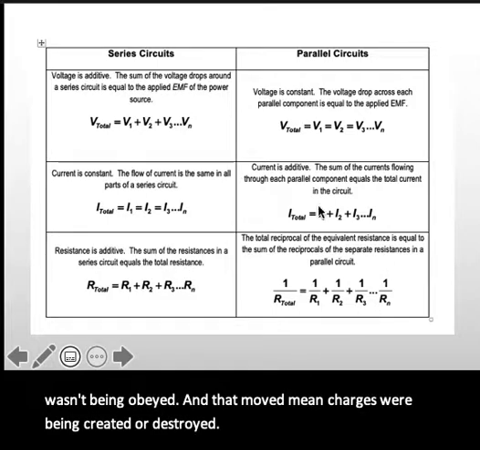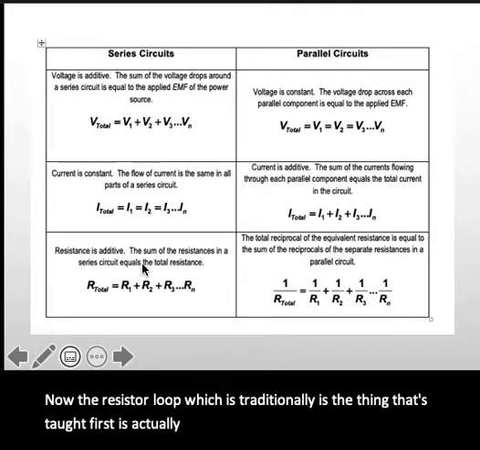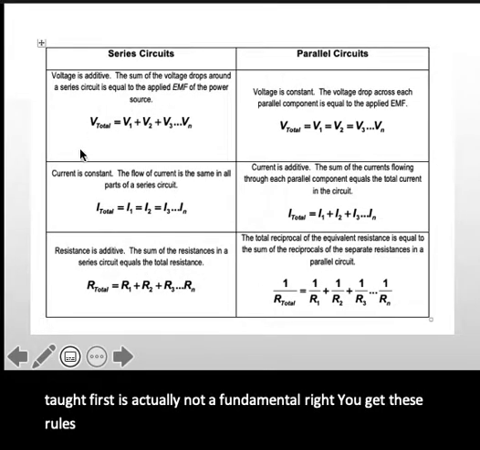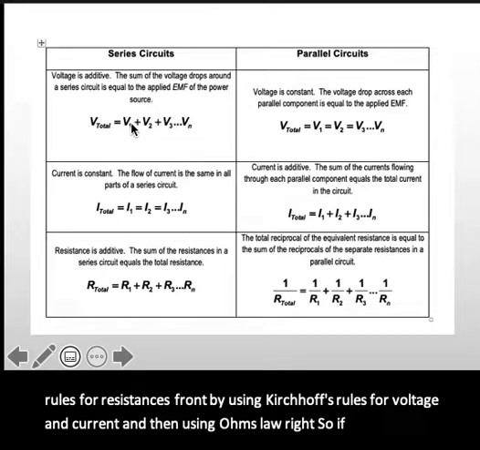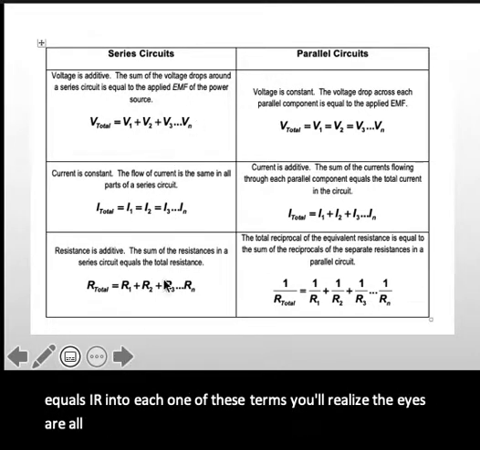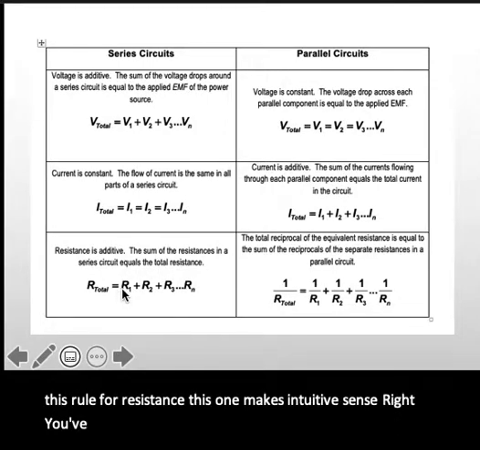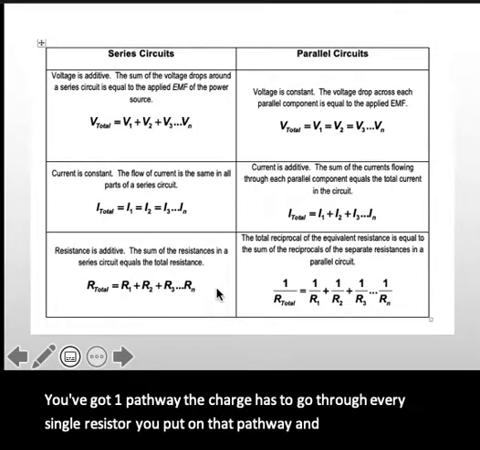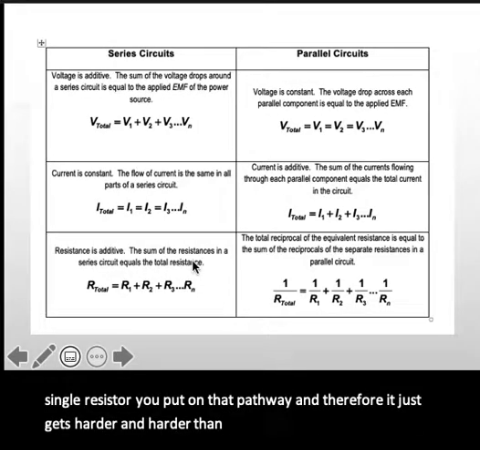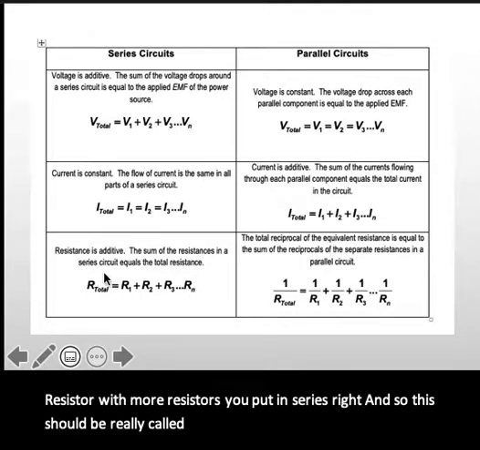Now, the resistor rule, which is traditionally the thing that's taught first, is actually not a fundamental rule. You get these rules for resistances by using Kirchhoff's rules for voltage and current and then using Ohm's law. So if you stick V equals IR into each one of these terms, you'll realize the I's are all the same and they cancel out, and you get this rule for resistance. This one makes intuitive sense: you've got one pathway, the charge has to go through every single resistor you put on that pathway, and therefore it just gets harder and harder the more resistors you put in series. And so this should really be called the equivalent resistance of the whole circuit.